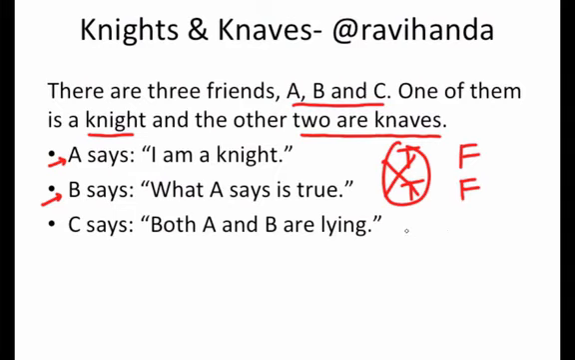Now let's look at C. C says both A and B are lying. C is indeed speaking the truth. And that means the knight that we were looking for is C. So that is how you solve the basic questions on knights and knaves. Take an assumption, see if it is true or false, and then proceed. Let's look at one more question.